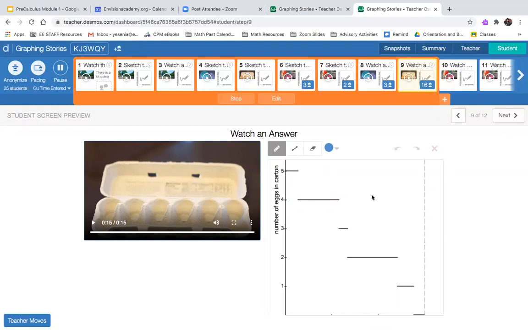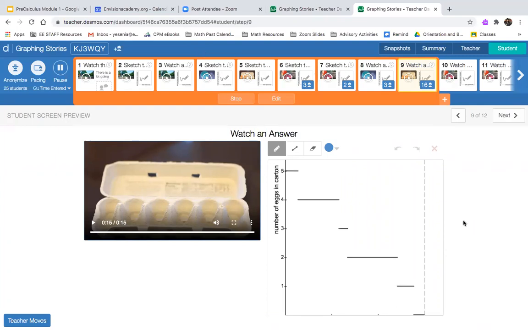Let's see. Okay, that's fine, I got your private chat. And it's the first time I see a step graph on a situation, and that's awesome that you say that, Francisco. It's also the first time I see it with a situation that makes sense, like, oh, this is a real world way I could graph eggs disappearing from a carton.